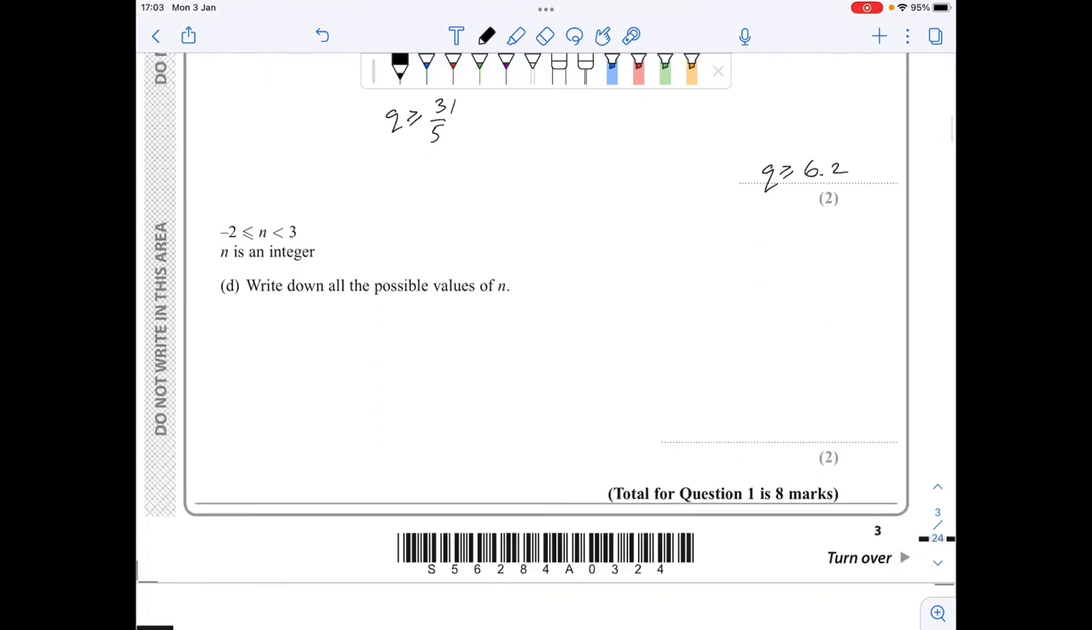For part D, all the possible integers for n, so I get minus 2, minus 1, 0, 1, and 2, not 3, since I have a strict inequality.